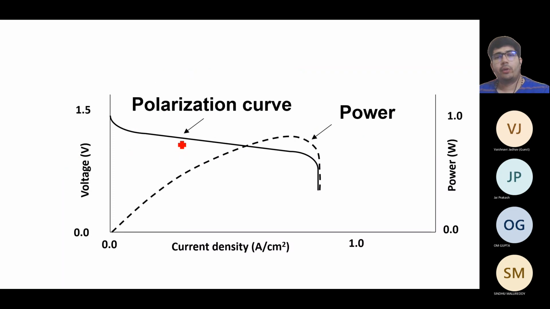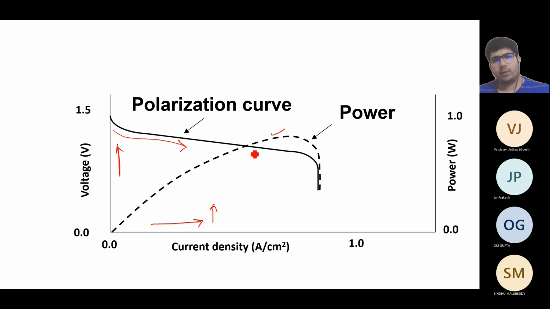So we can also draw a power curve, okay, with the power against the current density. The voltage is decreasing if we are increasing the current density, and power is increasing. You can see now power is increasing with the current density.